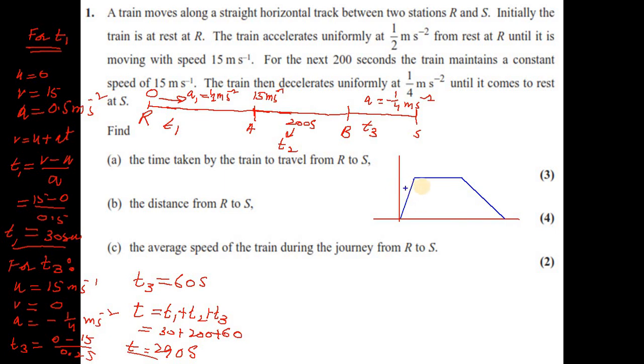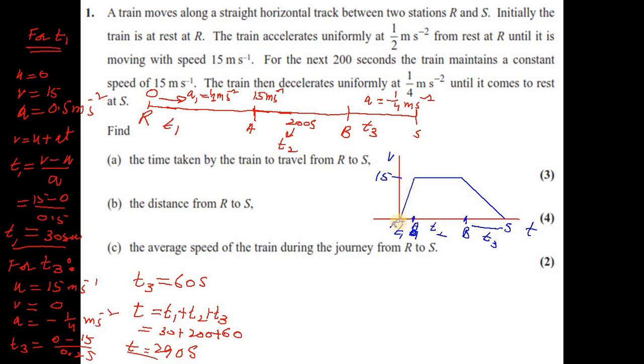That means you have till here, this is the time t1, and then it's better not to call it t1. This is R, and I'm calling this point A, and this is point B, and this is S. So from R to A, you have time t1. A to B, you have time t2, and then t3. Clearly, this velocity is 15. This is the velocity-time graph.